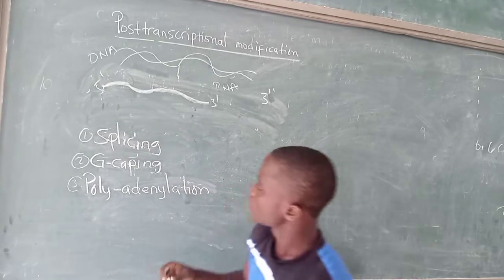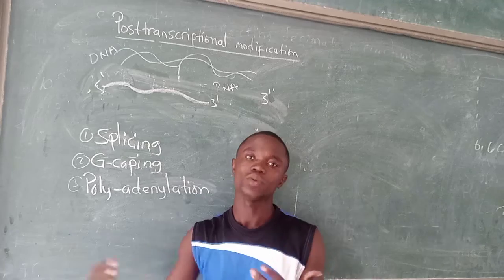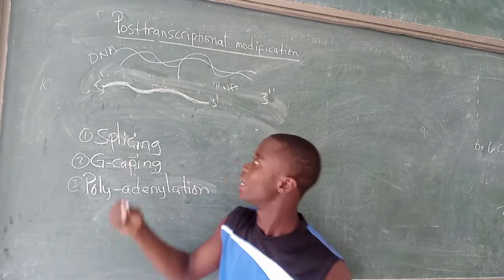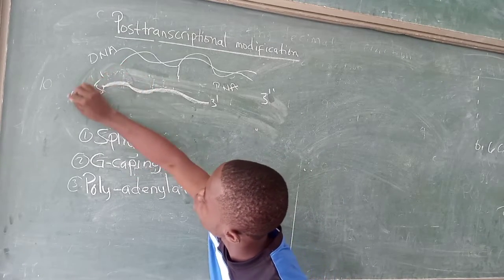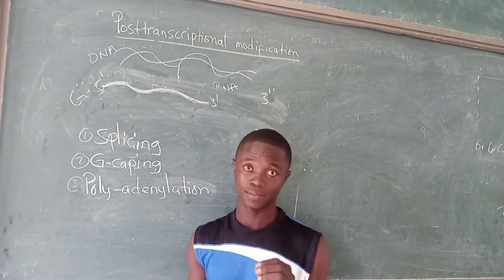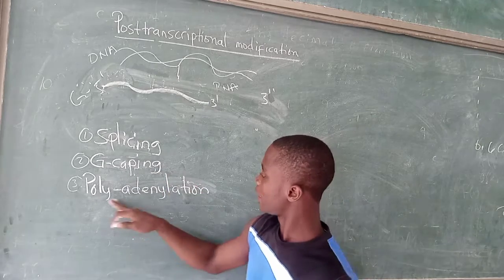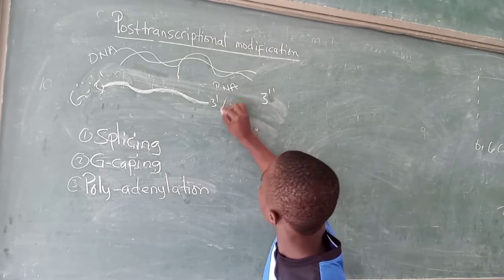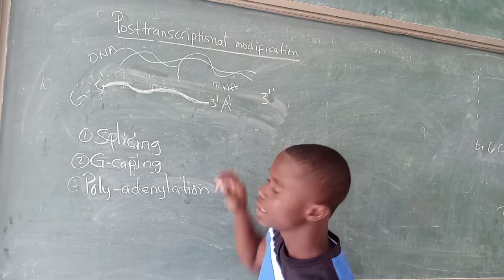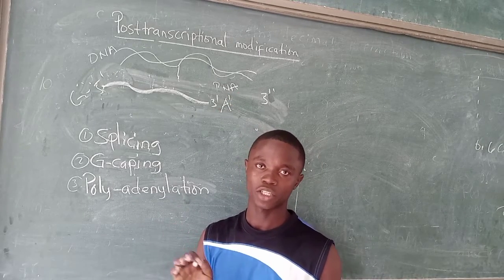Now the second step is G-capping. In G-capping, we're trying to add more guanine at the 5' end, right here. We're adding more guanine at the 5' end of the messenger RNA. That is G-capping. Third, polyadenylation means we're adding adenine at the 3' end, more adenine at the 3' end of the messenger RNA.